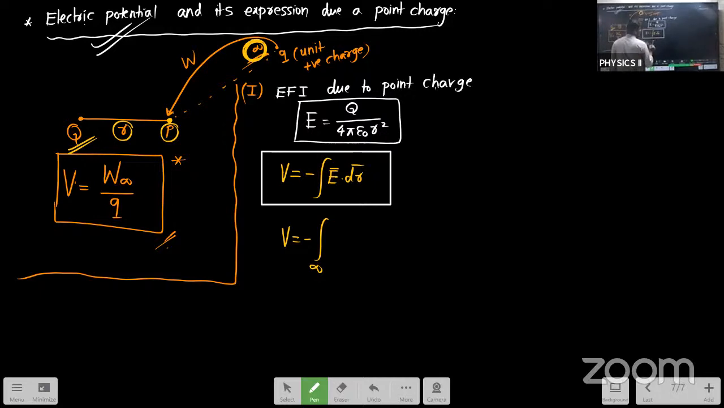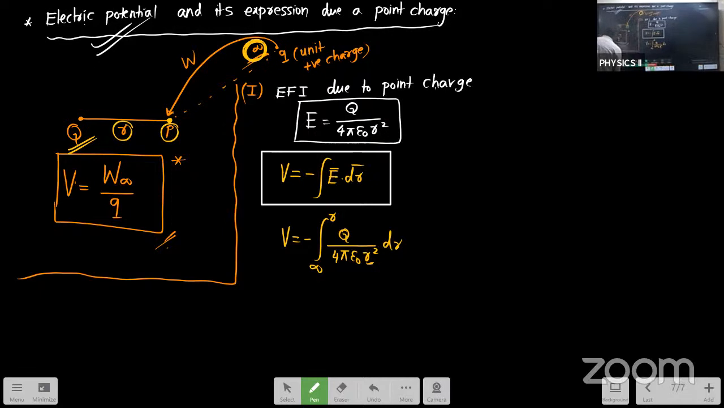So I can write from infinity to R. What is the value of E we got here? Q divided by 4 pi epsilon naught into R square into dr. Now see here, is charge capital Q constant or variable? Constant. Is 4 pi constant or variable? Constant. Is epsilon naught constant or variable? Constant. So what is the only variable here? R. This distance can change. Let us take all the constants outside and integrate this equation.